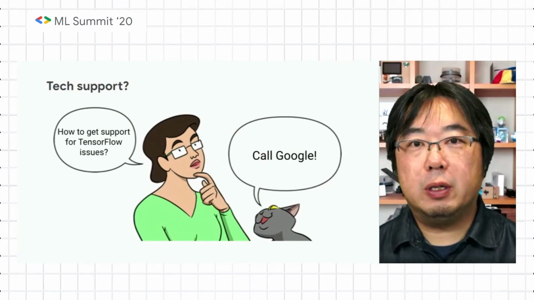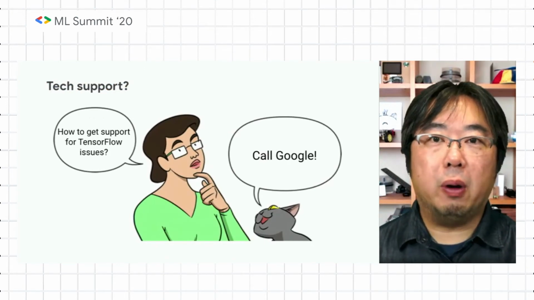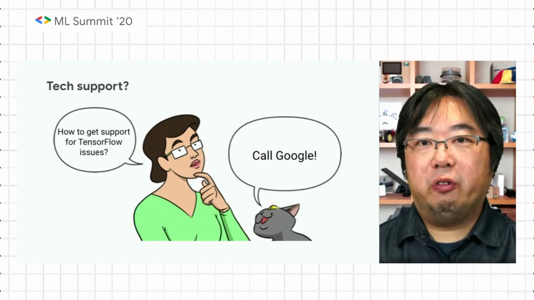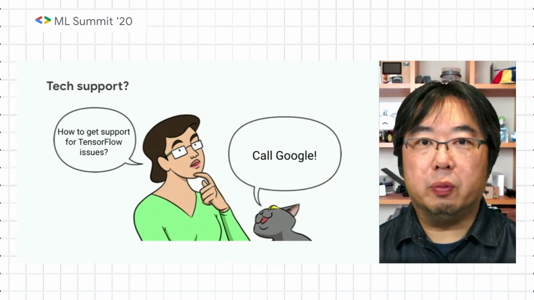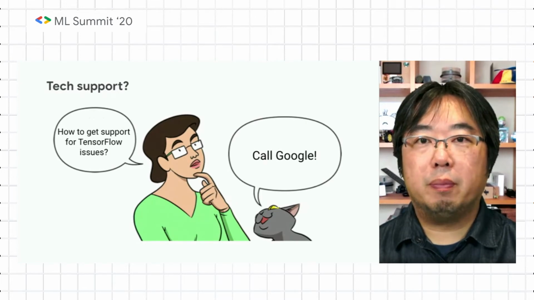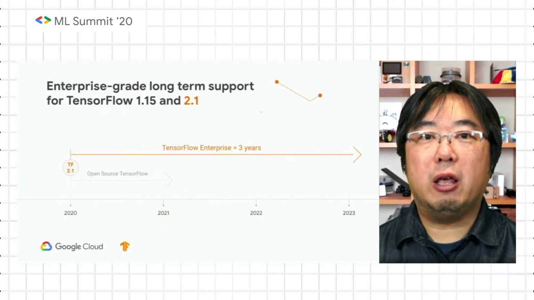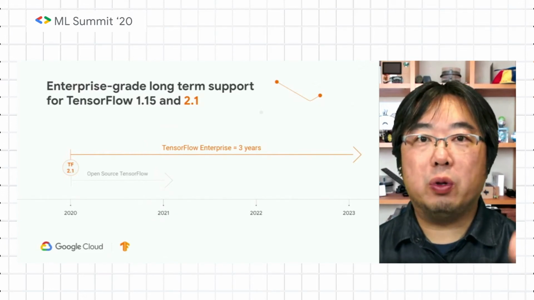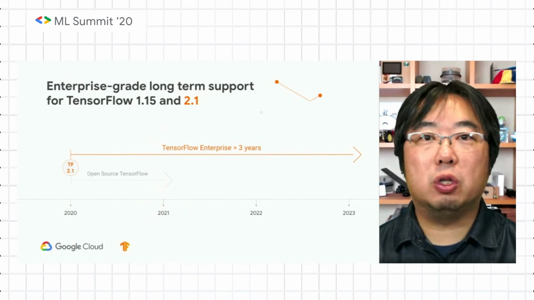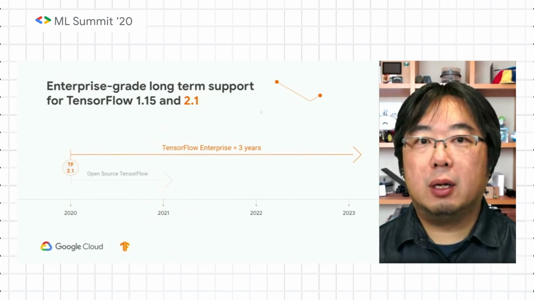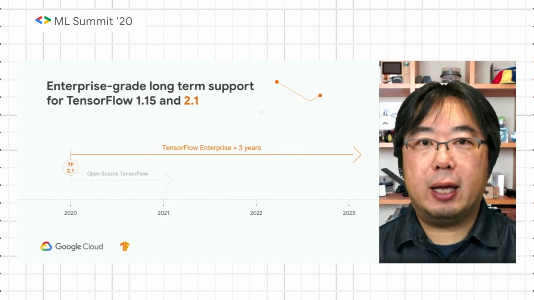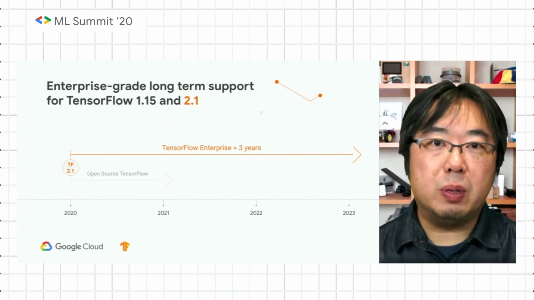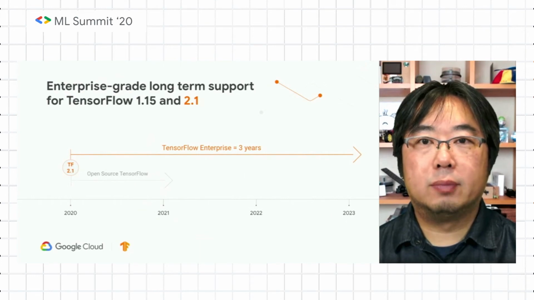Another benefit you could get with TensorFlow Enterprise is the technical support. With the open source version of TensorFlow, there's no commercial technical support you can get from Google. But with TensorFlow Enterprise, you can get up to 3 years of commercial support for each supported version, such as 1.15 or 2.1 or 2.3. So you can open a ticket with the standard Google Cloud support program and ask any questions or ask for solutions to the problems you face with TensorFlow. So it's a commercial product.